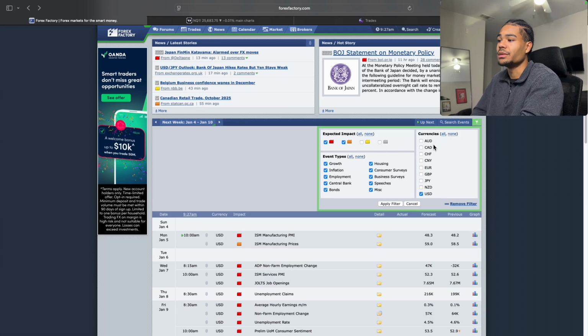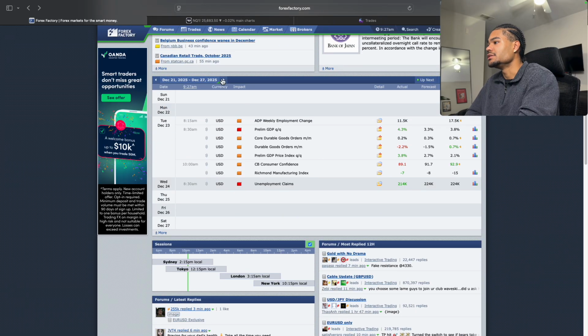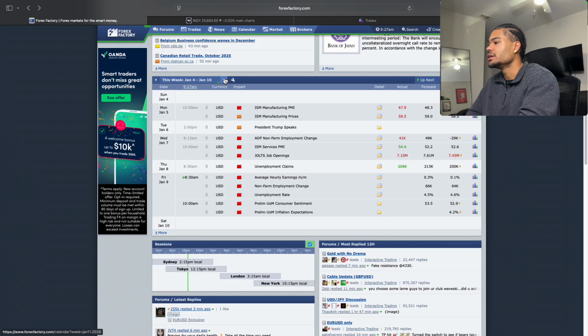They're not going to really provide a bunch of volatility within the market. And I have USD highlighted because that is what I trade. I don't trade Forex or CFDs, so I don't pay attention to any of this. I mainly keep the US highlighted, and you can copy that if you would like. But that's that. And as you can see, for every week, every day, you can look at the news events.